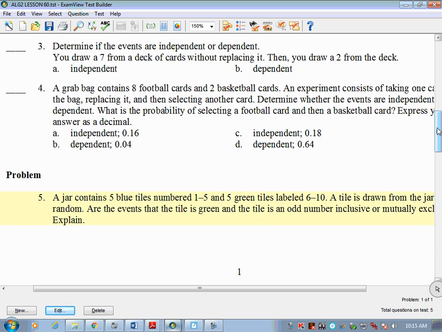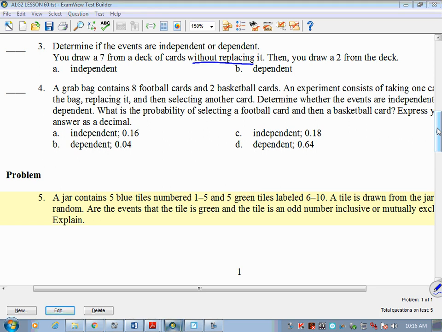Number 3, determine if these events are independent or dependent. You draw a 7 from a deck of cards without replacing it. Then you draw a 2 from the deck. The question is, is the result of the second draw independent from the first draw, or is it dependent on the first draw? There's a really important phrase in there. 2 words, really, really important. Can you tell me what those words are?